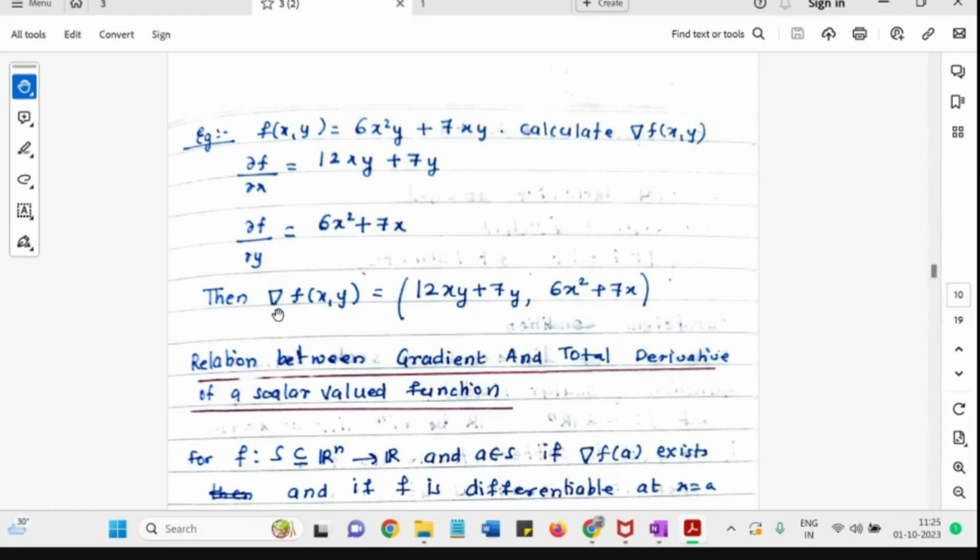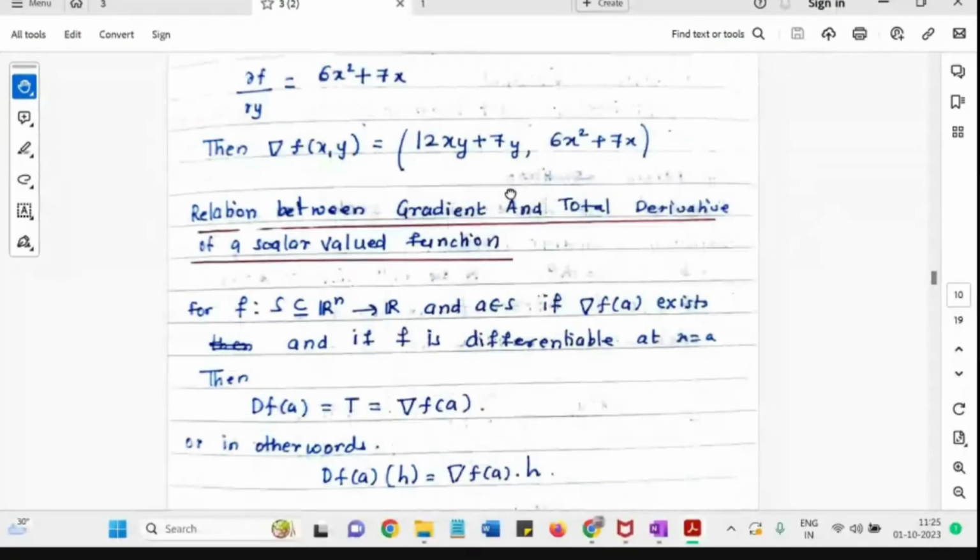So the gradient of the function f at a point x comma y is 12xy plus 7y comma 6x squared plus 7x. Now, if you want it at a particular point, put in the values of x and y. Suppose, for example, I want it at 0, 0. I'll put x equal to 0, y equal to 0. So my answer for the gradient value is the vector 0, 0. And you can work it out for the remaining part.